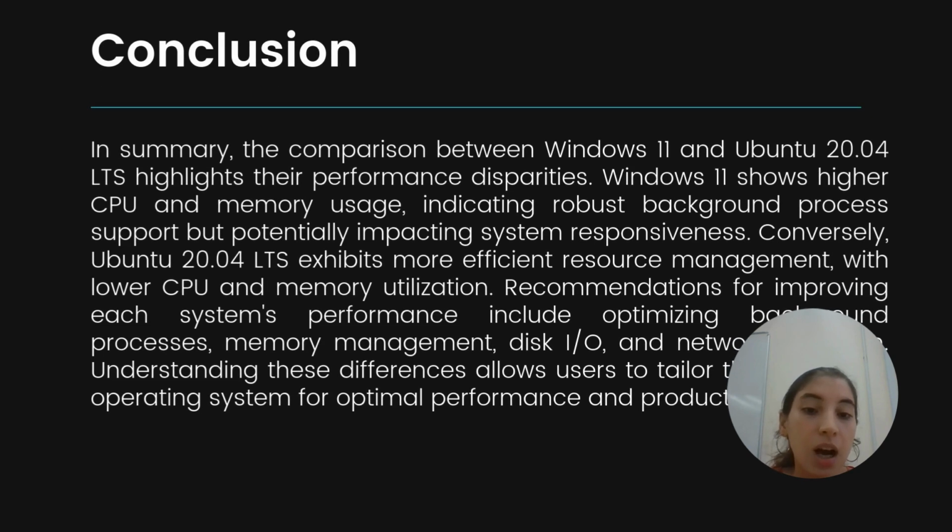In summary, after all the comparison we did between Windows 11 and Ubuntu, we can highlight a huge disparity in their performance. Windows 11 shows higher CPU and memory usage, indicating robust background process support but potentially impacting system responsiveness. In contrast, Ubuntu 20.04 LTS exhibits more efficient resource management with lower CPU and memory utilization.